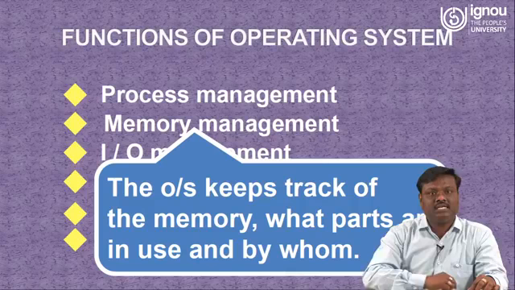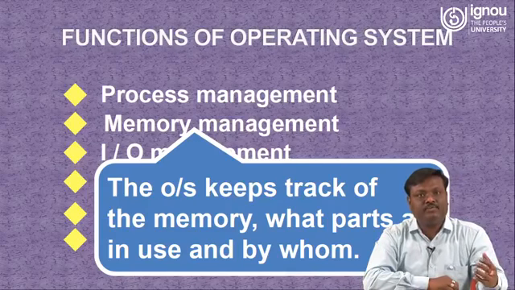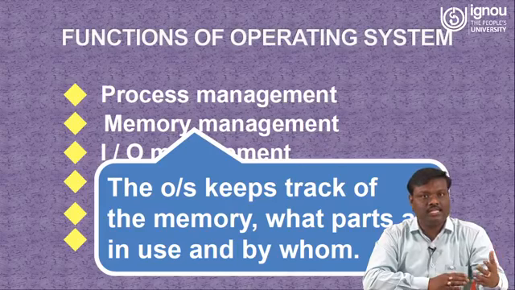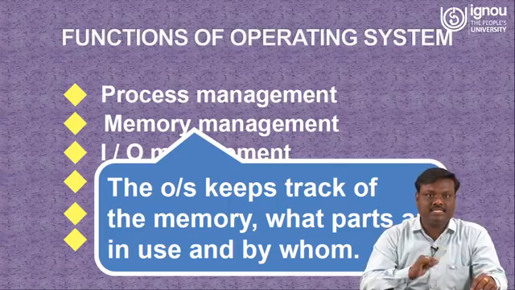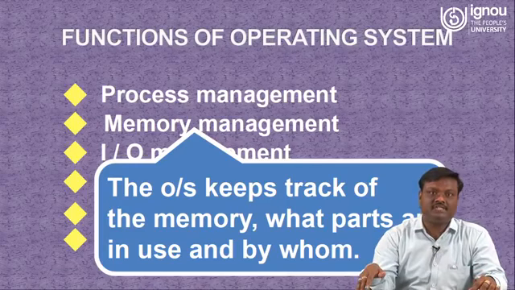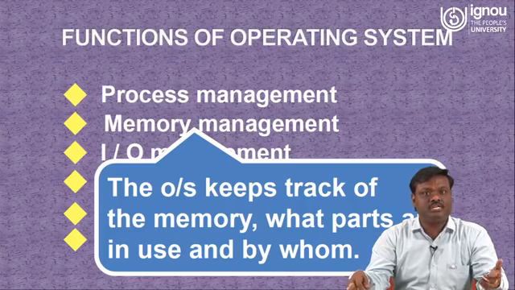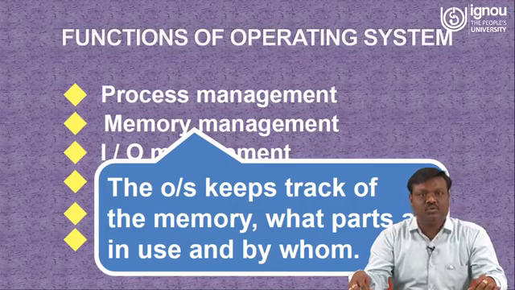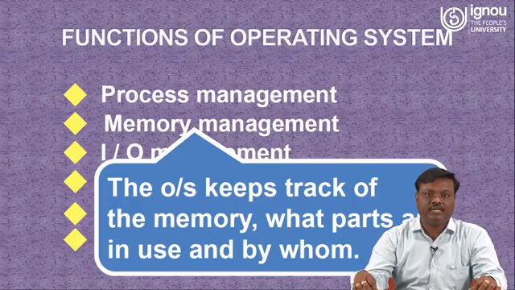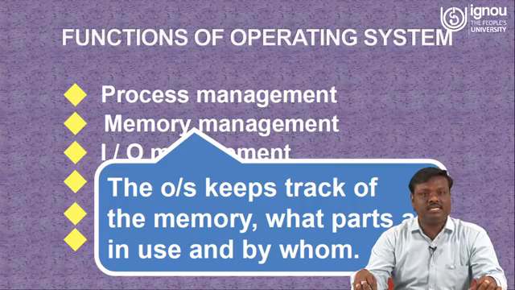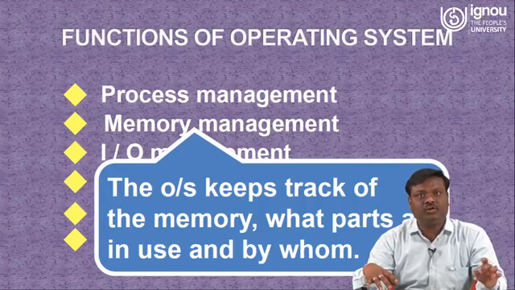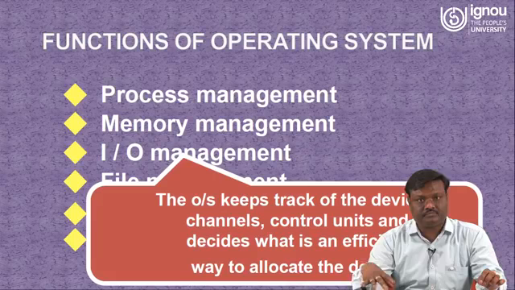Coming to the next part, that is memory management. In the memory also there are several kinds. One is directly attached to the system, that is the RAM that we are talking about, then ROM is there, then hard disk is there. Suppose some external devices like an external hard disk and pen drive are connected to the system, those also come under the secondary storages. So the OS should keep track of the memory, what parts are in use and by which processes. Those particular things are dealt with by the function called memory management.